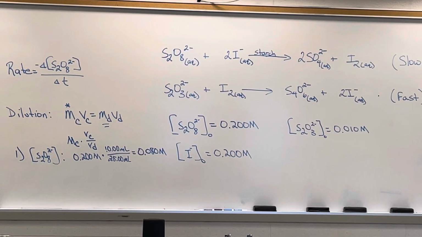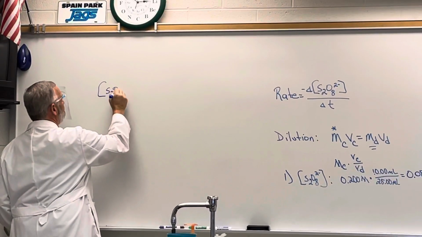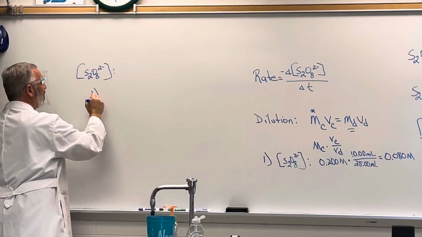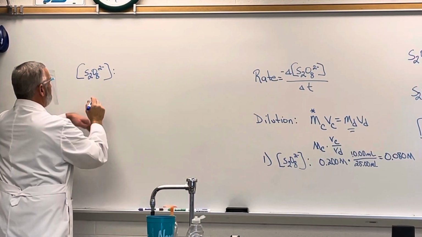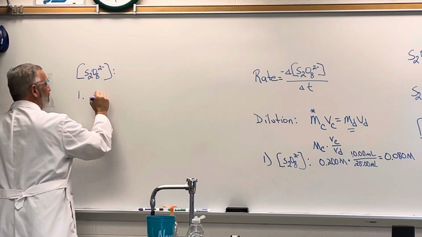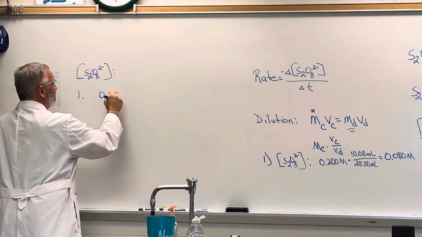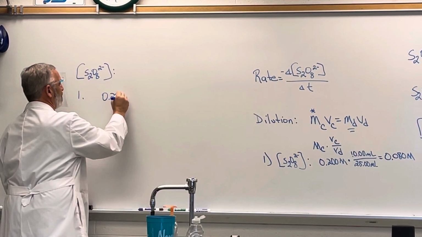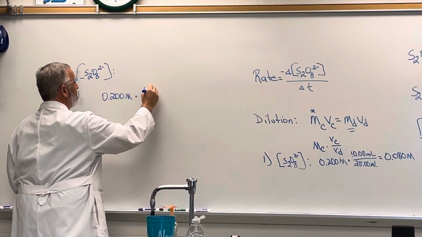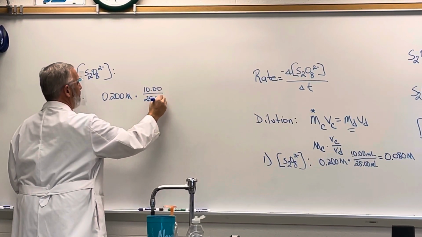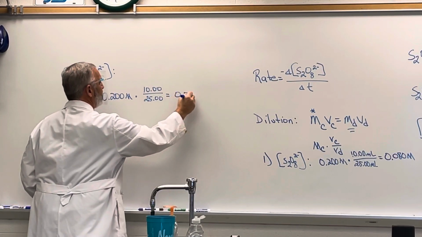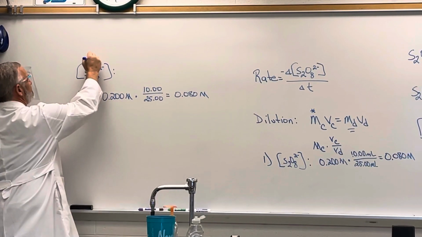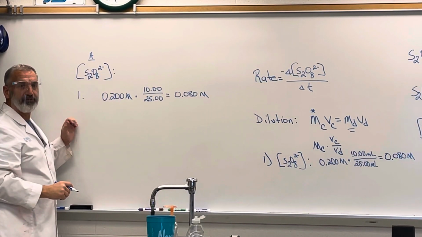Point the camera over here. So you're going to say S2O8 2 minus. Okay, so you're going to say trial 1. Trial 1, we're going to go 0.2 times 10 over 25 is equal to, and we got 0.080 molar. Now, S2O8, this is A. We didn't change that on 2, 3, or 4.